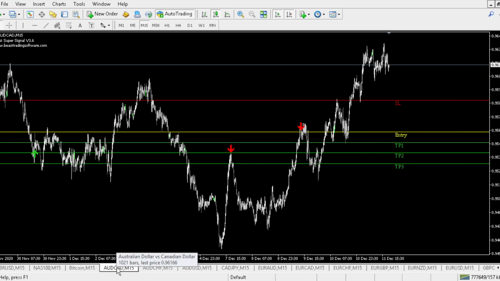Now onto our currencies. We have the Australian dollar, Canadian dollar. 3 signals in the last couple of weeks. This was a win, this was a win, and this was a win. So 3 wins on this pair.